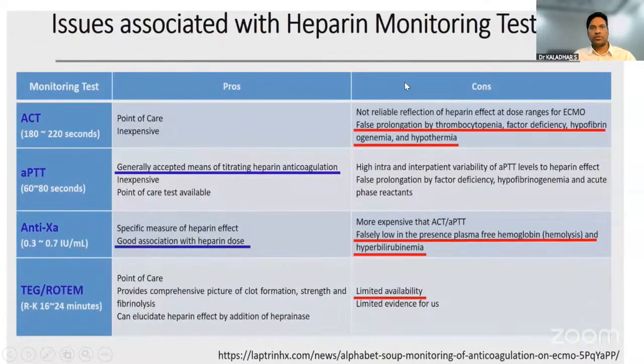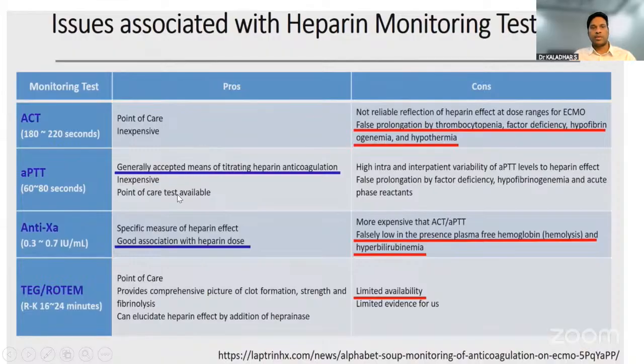So what are the different issues associated with heparin monitoring when we look at the different components like ACT, APTT, anti-10A, TEG, or ROTEM? ACT is a point of care test. This is actually very easy, bedside available and very inexpensive, and easily available across all centers. But it is not a reliable reflection, as I was telling, with false prolongation by thrombocytopenia, factor deficiencies, hypofibrinogenemia, and even hypothermia. And APTT is the accepted means of titrating heparin.